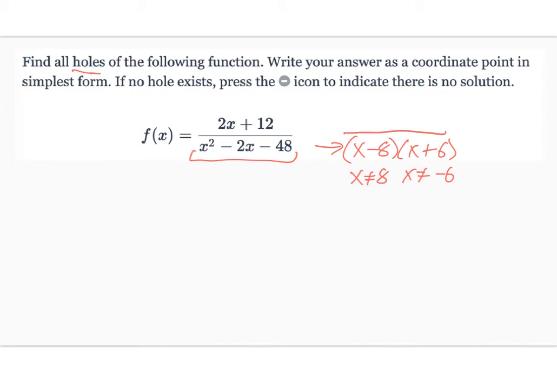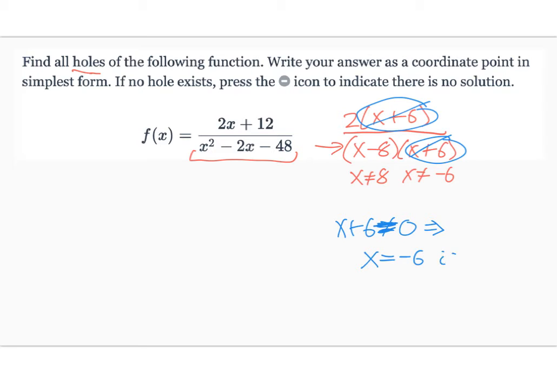All right, next thing I'm going to do is factor the top of this. I'm going to take a 2 out, and we get x plus 6. I notice I've got an x plus 6 on the top and the bottom. That's going to cause a hole in our graph. x plus 6 equals 0 is a value that would be a hole. Sorry, I'm messing up my notation here. x equals negative 6 is going to be a hole.